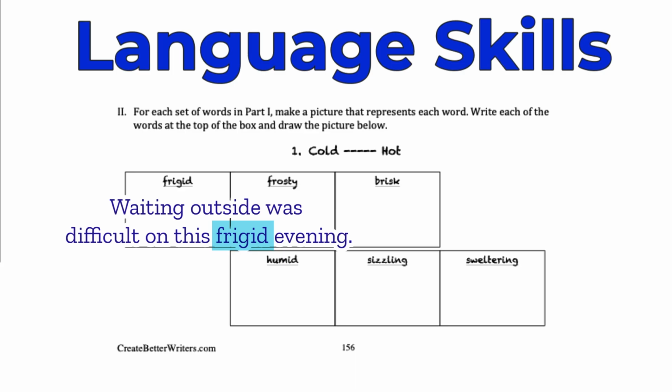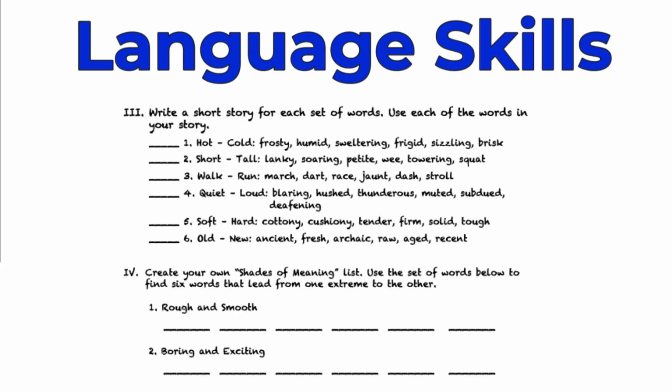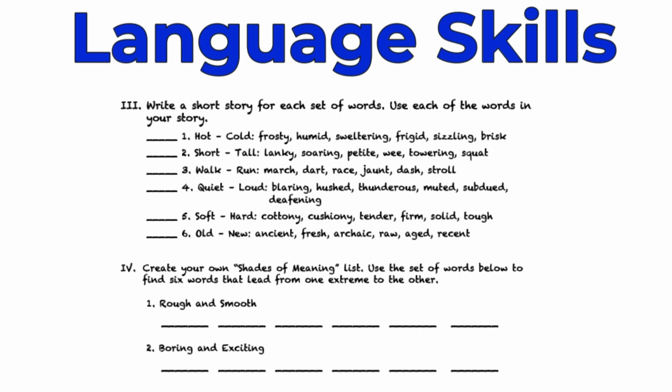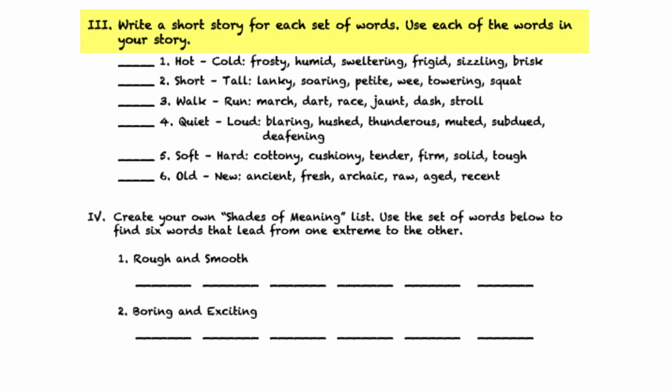Finally, they'll move on to the rest of the activities, and this could take them up to 2 weeks to complete. It says, write a short story for each set of words. Use each of the words in your story. You might just spend a week on one, like the hot and cold. Then the next week, they'll do short, tall. Then the next week, do walk, run.